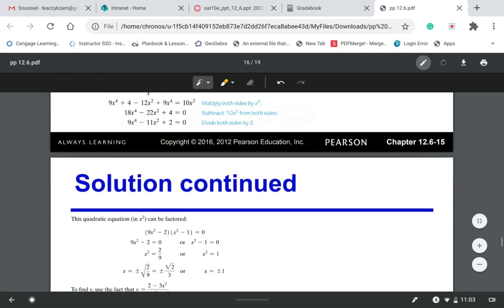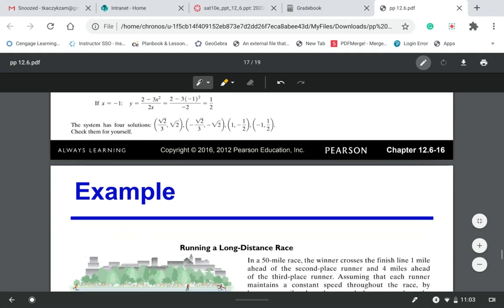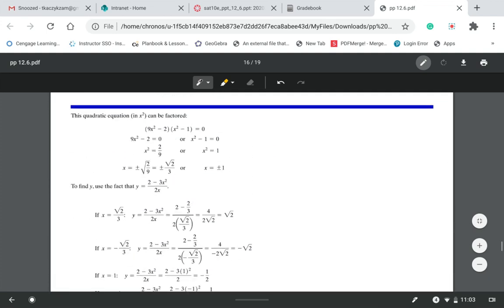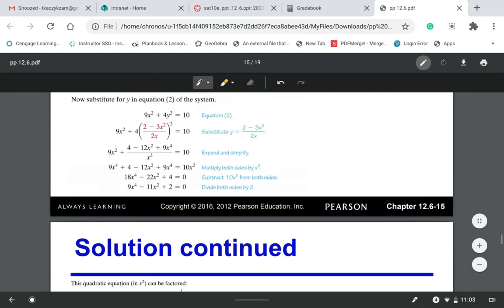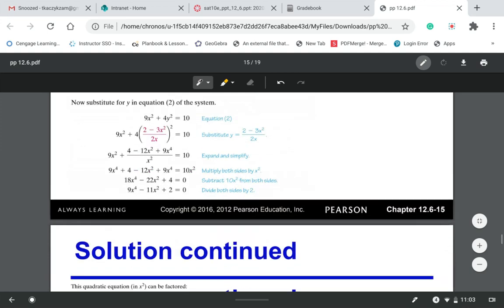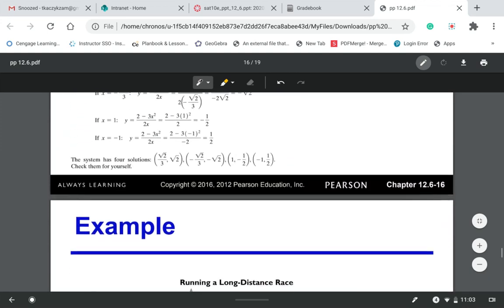I'm also not going to graph it. If you guys have TI-84 graphing calculators, you can go ahead and try to type them in, which is not so easy, because to graph something like that, I think you will have to solve for x and y. But we end up with 4 points of intersection in this problem.